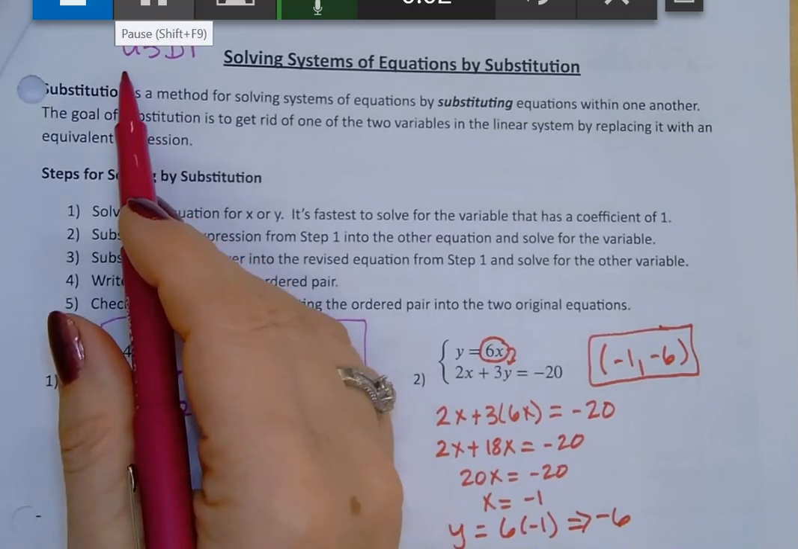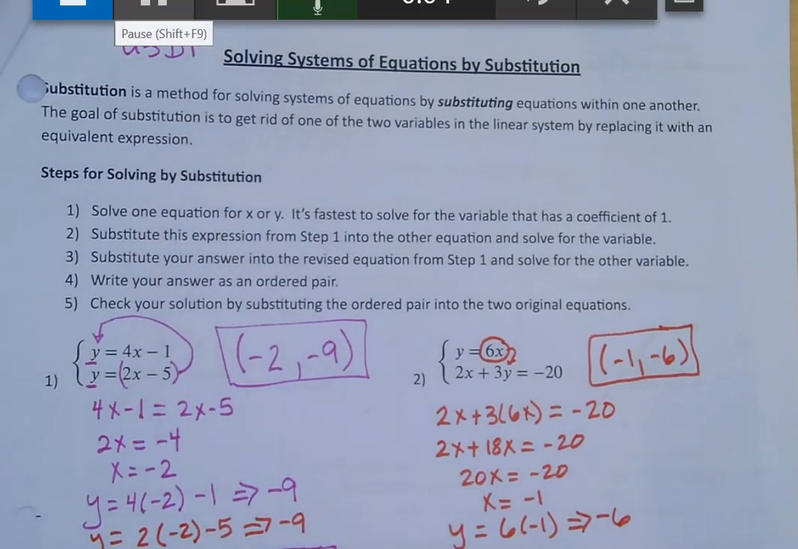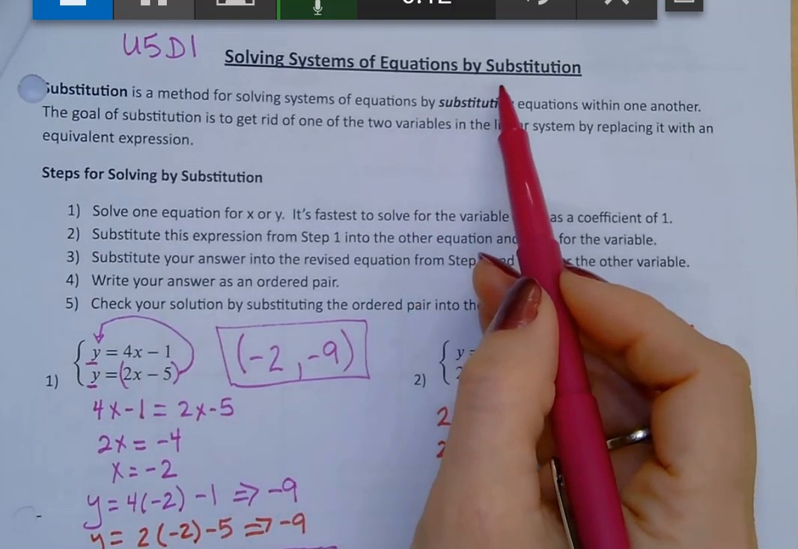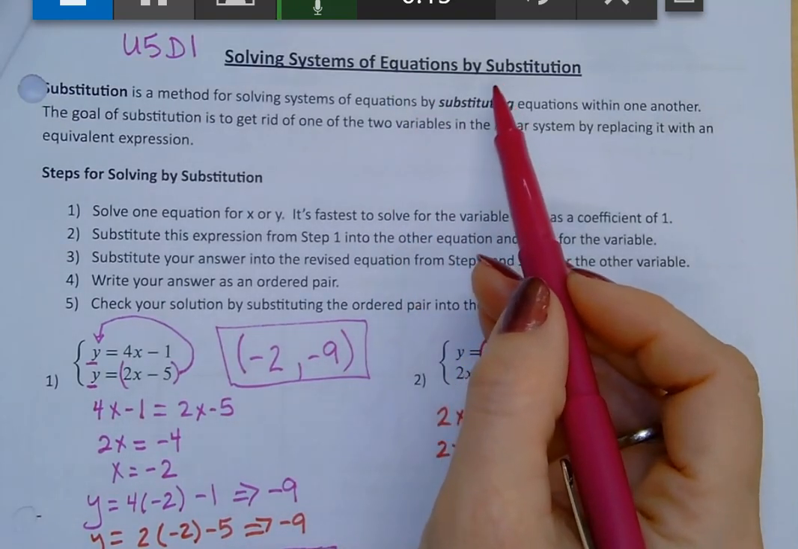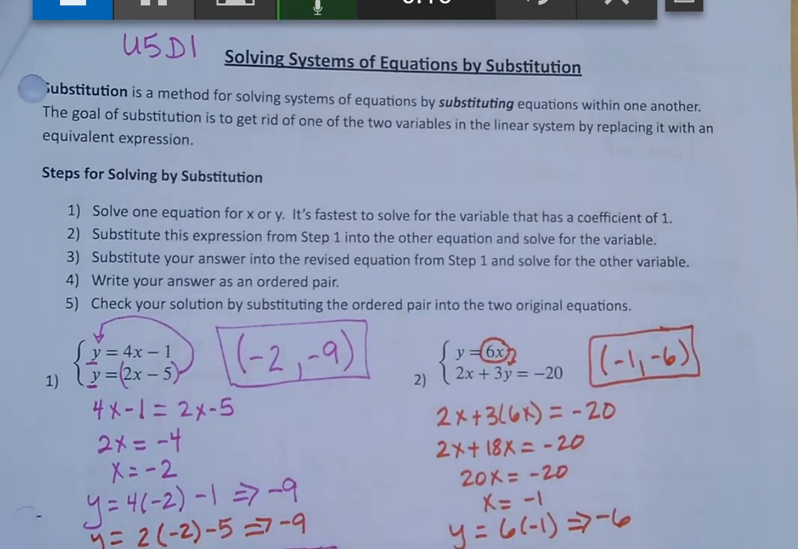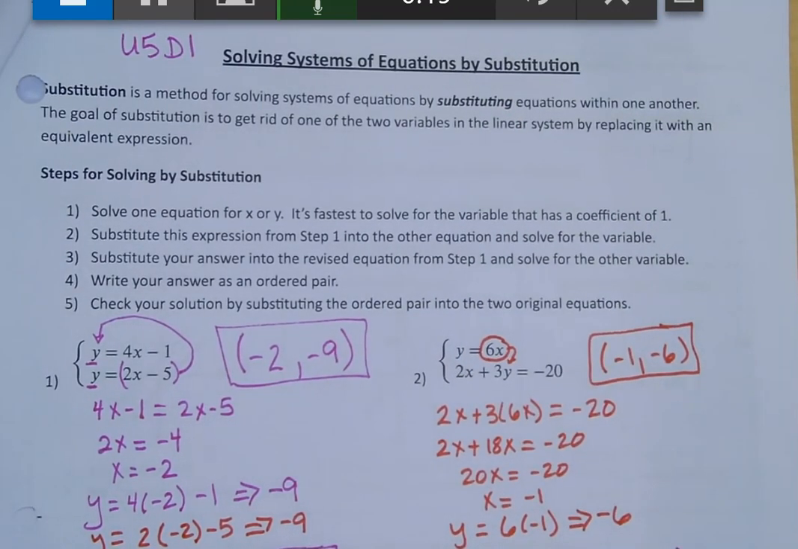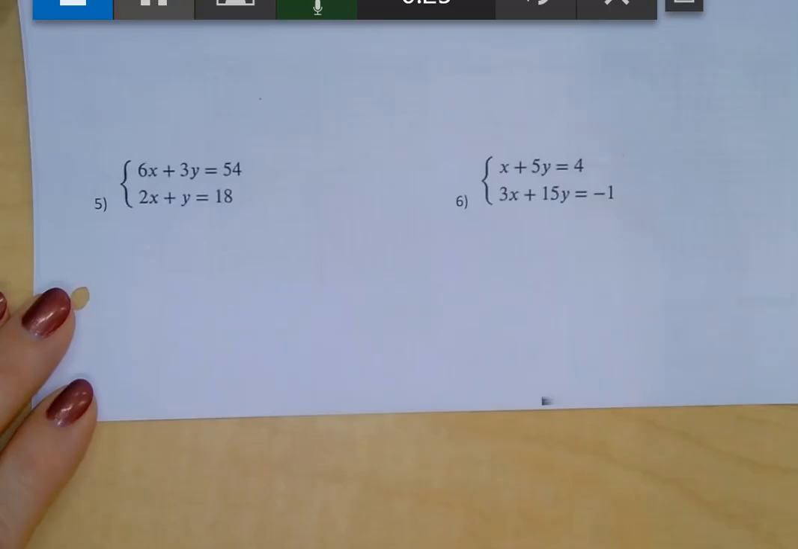All right, we're continuing with our Unit 5, Day 1 notes, solving systems of equations. We've solved systems of equations using graphs, and also we started solving our systems by using the substitution method. We did the first 4 problems already. We're going to move on to problems 5 and 6 here. This is our second video on this information.